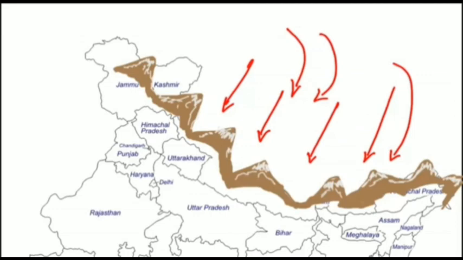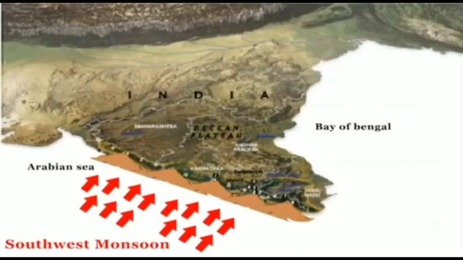The best example is Western Ghats act as barriers for southwest monsoons and causing bulk rainfall in the western region.